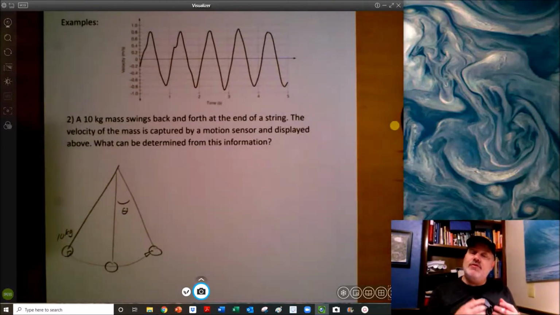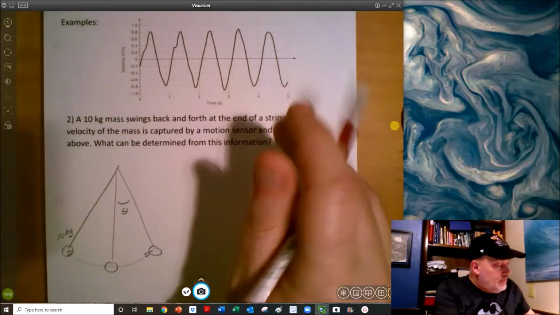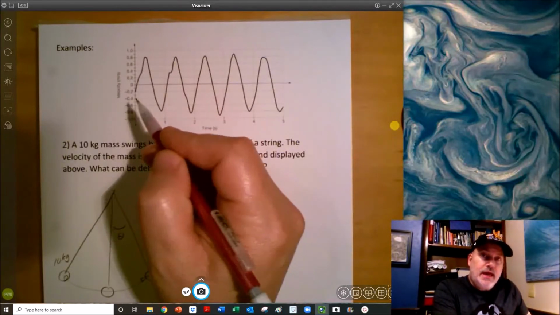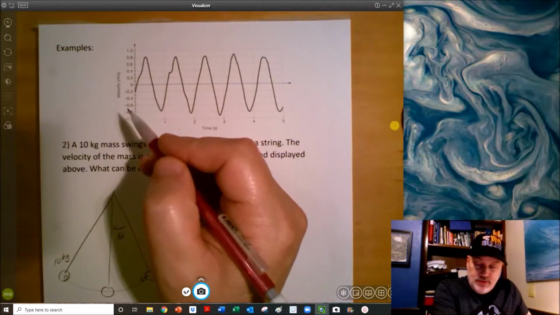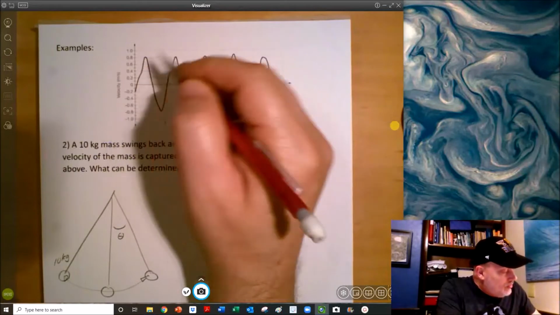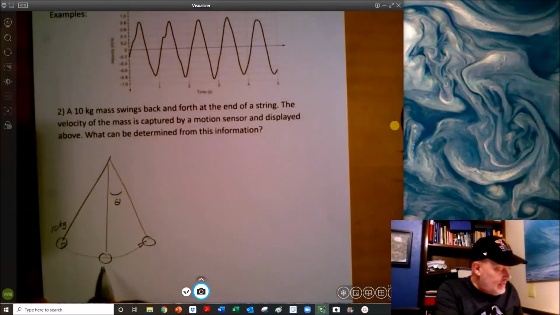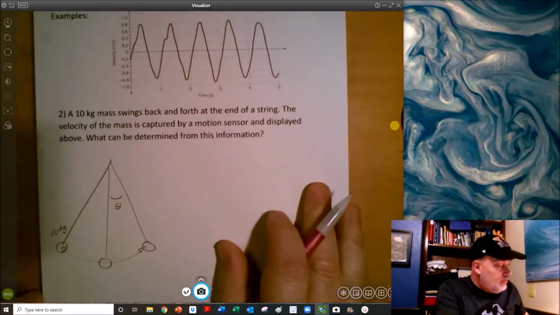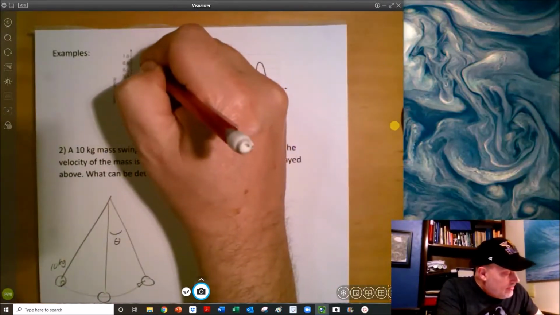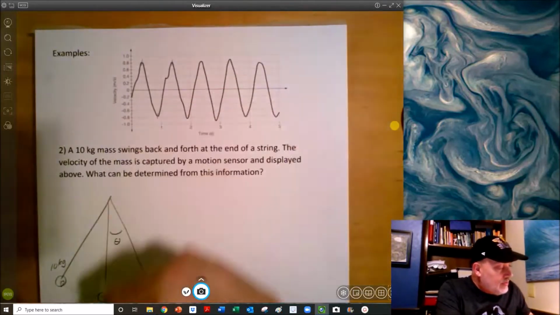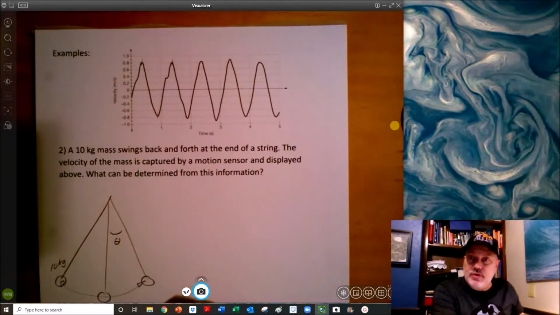This time they gave us a velocity time graph. So let's see first if we can figure out where the equilibrium and where the amplitude positions are. So remember that a pendulum will swing fastest here at the equilibrium. So therefore, at the fastest point right here, these are the equilibrium spots right here. That's where we're at equilibrium.